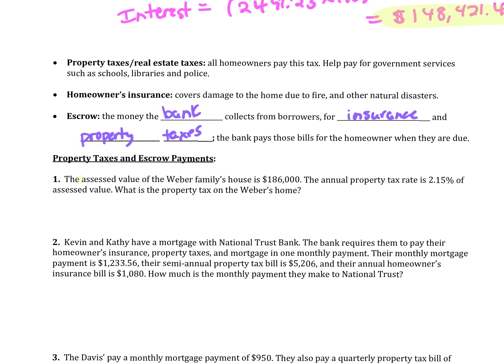Notice what this is saying. This is assessed value. So it says the assessed value of the Weber's family house is $186,000. The annual property tax rate is 2.15% of the assessed value. So what would be the property taxes? So we're just doing, I'm sorry, I said 21.5, 2.15. Whoa, that was terrible. 0.0215. I can't read. Times that 186,000. Right?